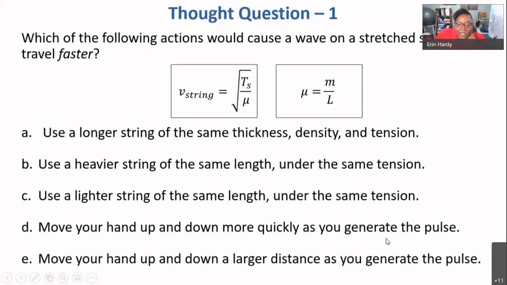You can move your hand up and down more quickly, or you can move your hand up and down a larger distance. Take a second to see if you can determine which one of these options would result in a wave speed that's increased compared to ones that would either cause a decrease or no change at all. So take a second, we'll talk it out in a moment.